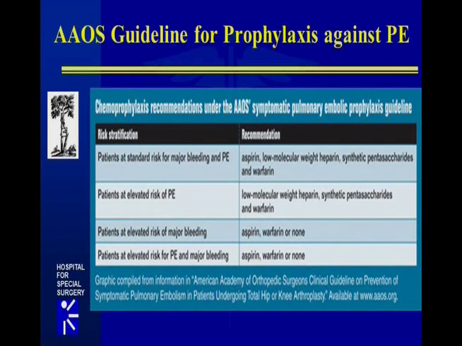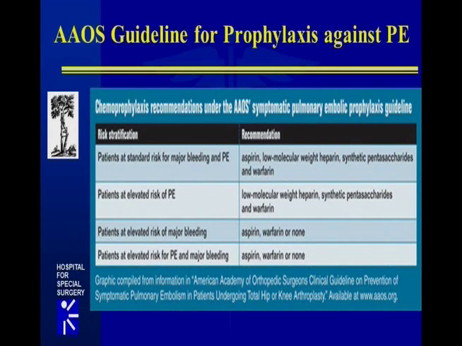And what they found was they divided these patients into four different groups: patients at standard risk for major bleeding and pulmonary embolism. And those patients could in fact have aspirin, low molecular weight heparin, synthetic pentasaccharides, and warfarin. So the surgeon got to make the appropriate decision. Patients at elevated risk of pulmonary embolism could have low molecular weight heparin, synthetic pentasaccharides, and warfarin. So there, if they were at elevated risk of pulmonary embolism, aspirin was eliminated as a choice.